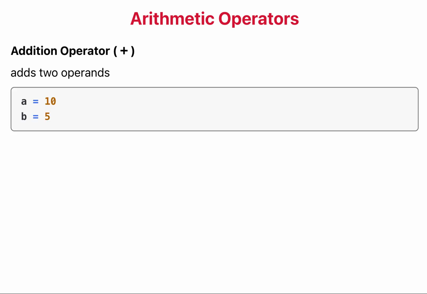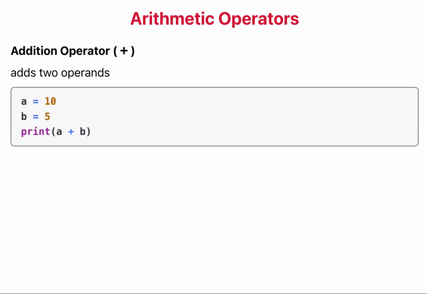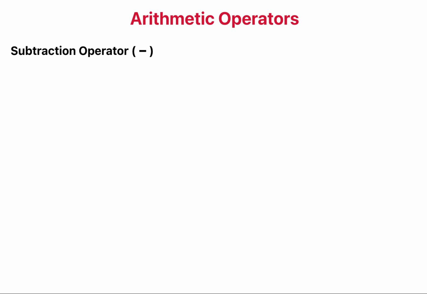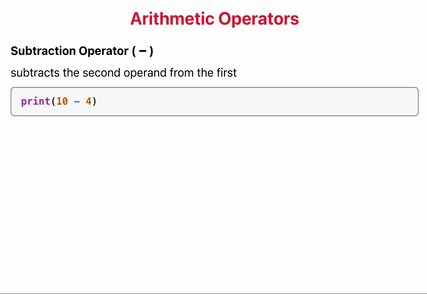So in this case, when we add the two variables containing 10 and 5 using the addition operator, the output returned is 15. Please note that the operands for the addition operator can be other types of numbers also, like a floating point number. The subtraction operator, represented by a minus symbol, subtracts the second operand from the first operand. So when we subtract 4 from 10, the output returned is 6.